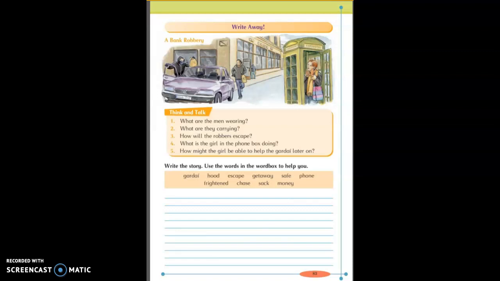This picture is all about, have you guessed? Yes, a bank robbery. Uh-oh. We haven't written about something like this before, about crime. So let's have a look and we'll think and talk first.